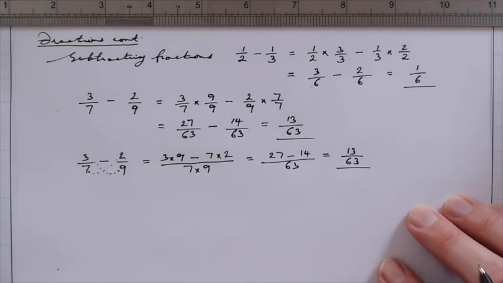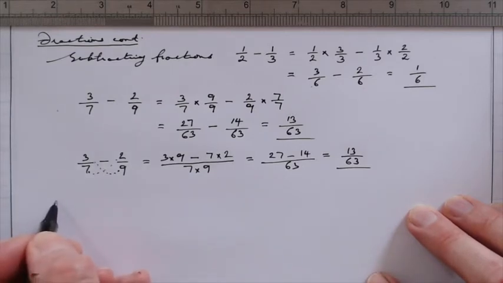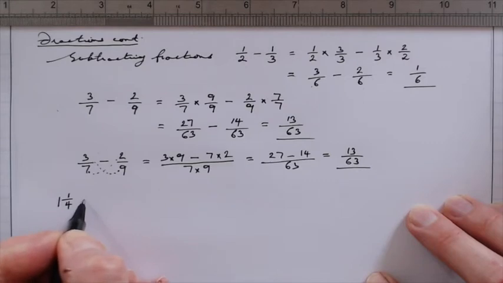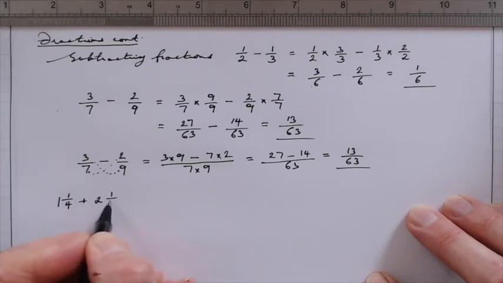So let me just spend the next few minutes and end this tutorial by talking about adding and subtracting with mixed numbers. Let me just make up an example. Let's say we have to add 1 1/4 to 2 1/5, for example.